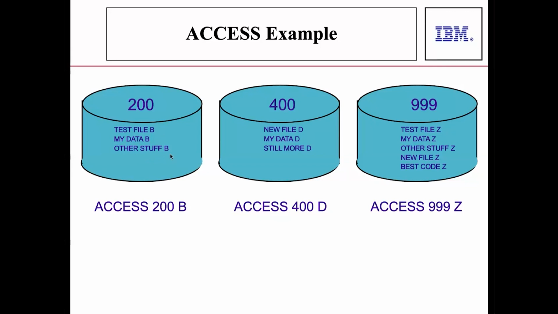So now if I want to read a file named My Data, I can read My Data B to read that one specifically, or My Data D to read this one specifically, or My Data Z to read that one specifically. These are all different files, and I have to specify that file mode to know which one I'm reading. If I want to read the file name Still More without specifying a file mode, it can kind of look for it. It'll find this one because it won't find it on the earlier one. We'll talk about that too. So that's what the access command does. So, if I want to read the files or work with the files, I have to access that disk first.